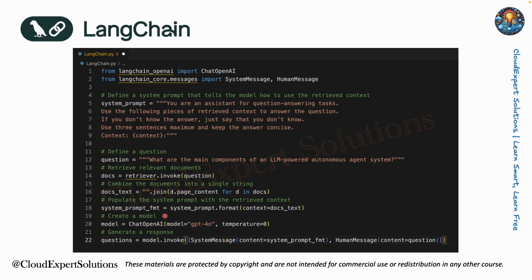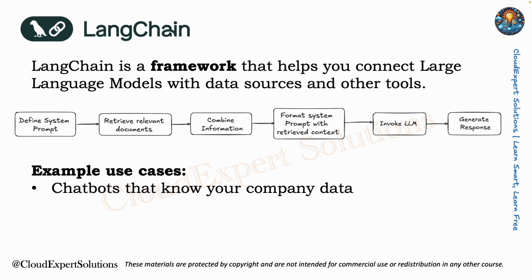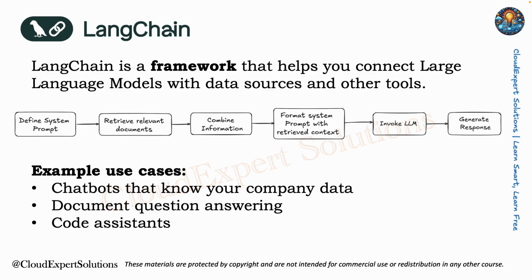with your LLM model. Now let's understand what are the use cases where you can use LangChain. You can use it for chatbots that know your company data. You can also use it for document question answering. You can also use it for a code assistant. If you want your AI to generate code for you, you can use LangChain there.